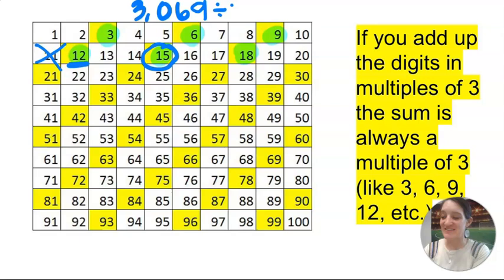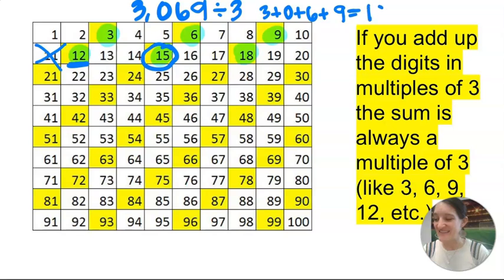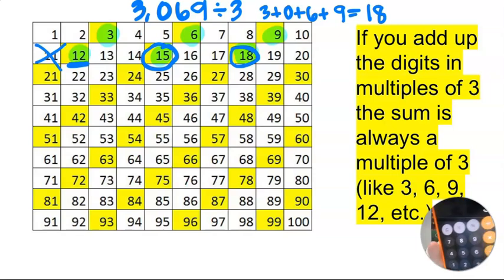3,069, is that divisible by 3? The answer is yes. How do I know? If I go 3 plus 0 plus 6 plus 9, I get 18. And 18 is a multiple of 3. So I can type in 3,069. Can you see it? 3,069 divided by 3. And guess what? It goes in evenly. There is no remainder. There's no decimal. So add up all the digits and you will see if that number is divisible by 3.